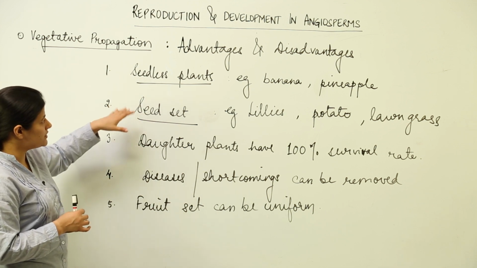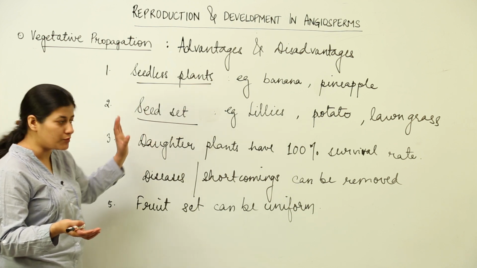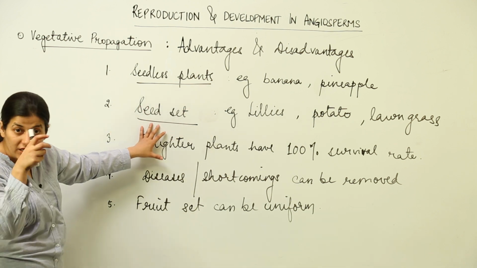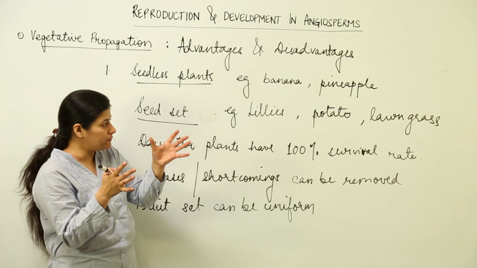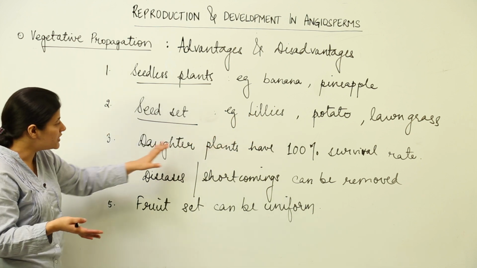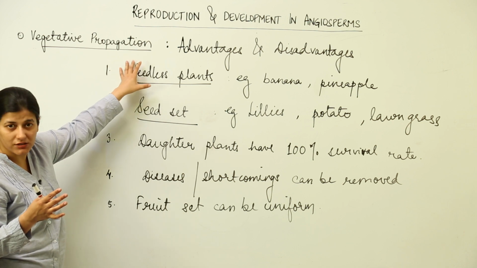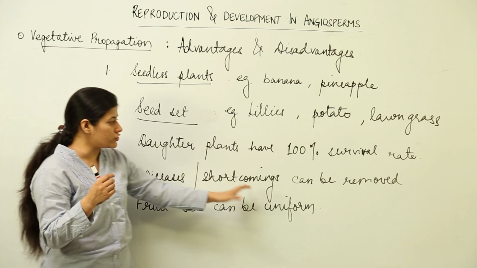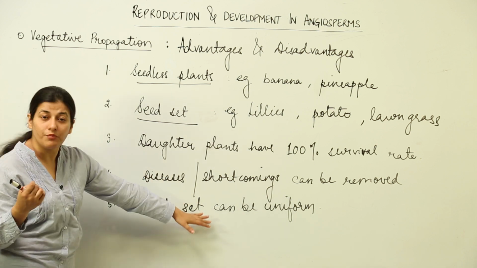So, we are going to revise that seedless plants can be generated by the process of vegetative propagation. Where a small seed set is produced by the plant, we can have the offsprings generated as daughter plants. The daughter plants have 100% survival rate if they are vegetatively propagated. The diseases or shortcomings can be removed by pruning or cutting, and the fruit set can be uniform.